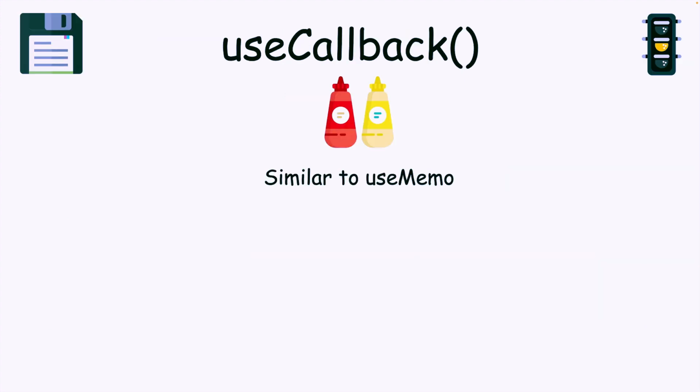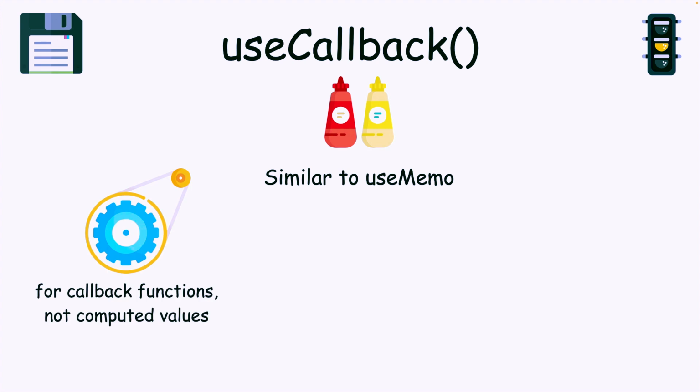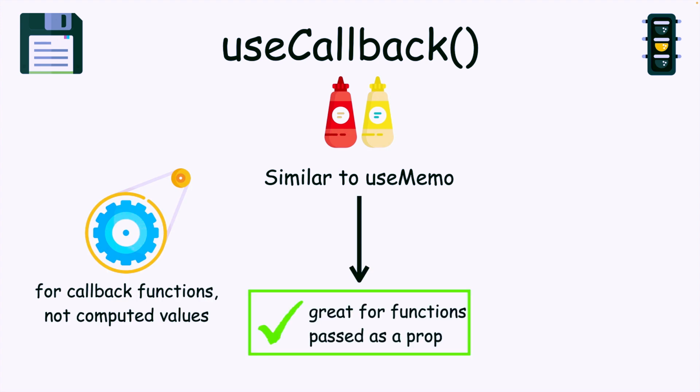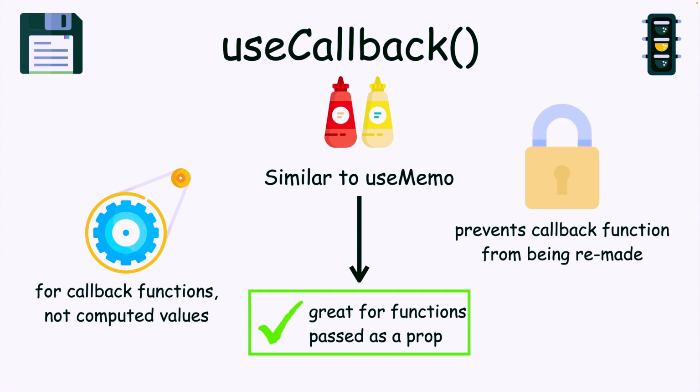Like UseMemo, useCallback memoizes what's passed to it. But useCallback is different. It's for functions, specifically callback functions that are passed down to child components. This improves performance by preventing callback functions from being recreated on each re-render.